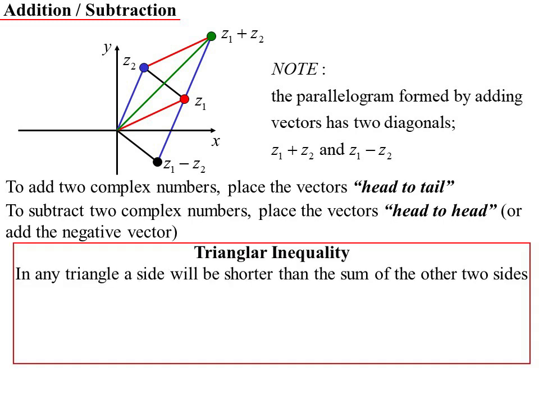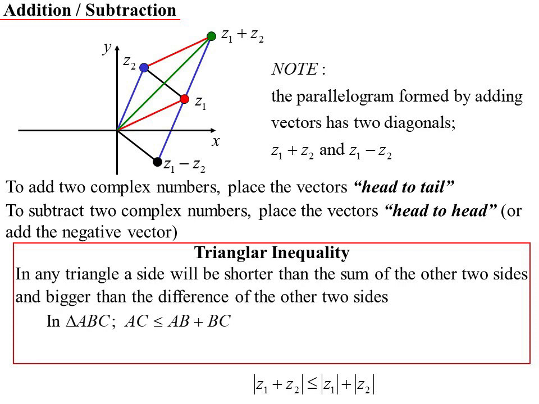This brings up the triangular inequality. It's a very simple thing. In any triangle, one side will always be shorter than the sum of the other two sides, simply because the distance between two points is always a straight line. That creates this: the modulus of Z1 plus Z2 must always be less than or equal to the modulus of Z1 plus the modulus of Z2. We're talking about three sides in a triangle, formed by those vectors.